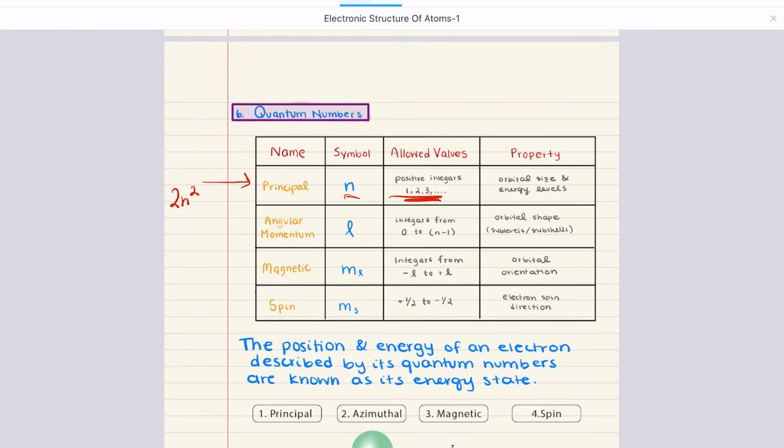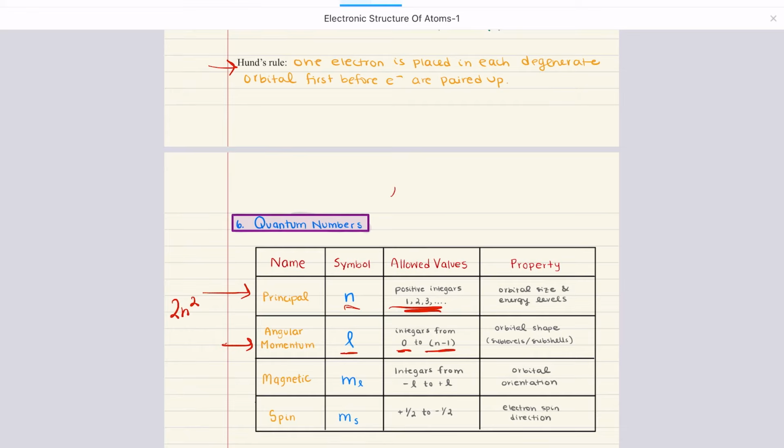Then we have our angular momentum quantum number, denoted by L, and this defines the shape of the orbital, and it can take on any integer value from 0 to n minus 1. Each value of L corresponds to a specific subshell, dictating the shape of the orbital. When L equals 0, we're talking about a subshell that's going to be called S. When L equals 1, this gives us the P subshell. When L equals 2, this is the D subshell. And when L equals 3, that gives us the F subshell.